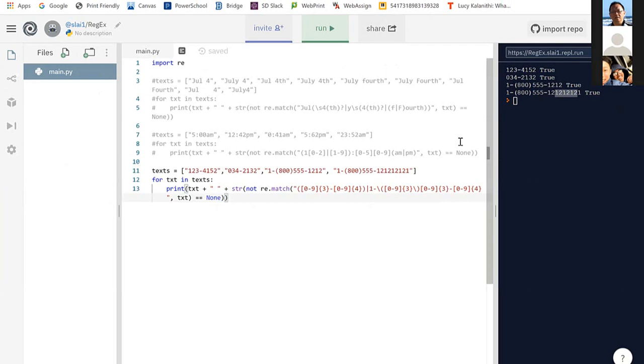Why that one is true. Let me see. Okay, number one here you can do not equals none, and you don't need this one. Right? Not equals none. Not equals none. Rematch not equals none.